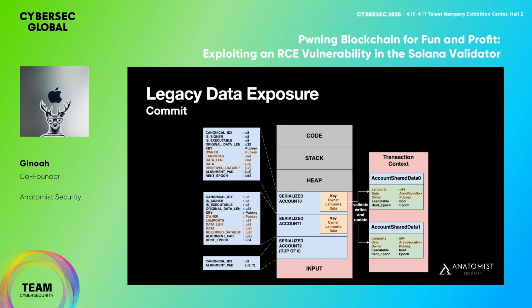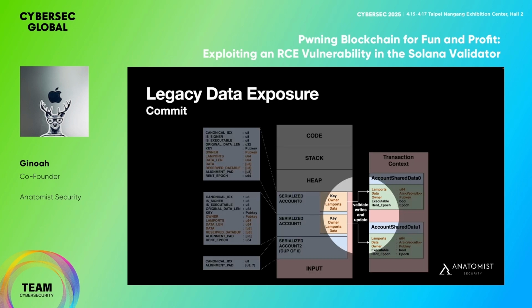At the end of the execution, the data in the input region is deserialized and written back into the per-transaction account cache, which is the transaction context. This is where all the checks are applied. All the validation rules we mentioned earlier must be satisfied before writing back into the transaction context. After execution, if the entire transaction succeeds, the contents within the transaction context are committed back into the database. The data is persisted, the transaction ends, and then it moves on to the consensus process.